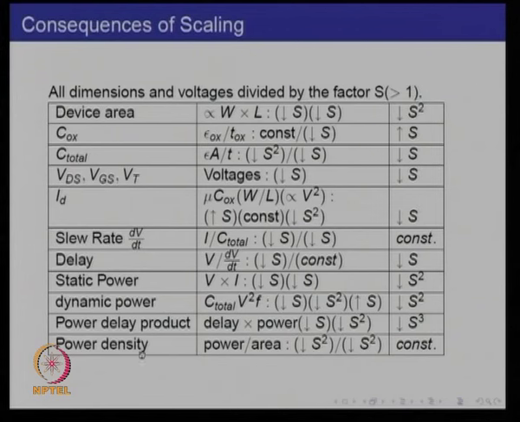We must not get carried away by the improvements in speed and power alone. We need to worry about the power density. Power density determines the overall temperature at which this device will operate, and fortunately they both reduce by the same factor. The power goes down by S squared, so does the area, and as a result the power density remains constant.